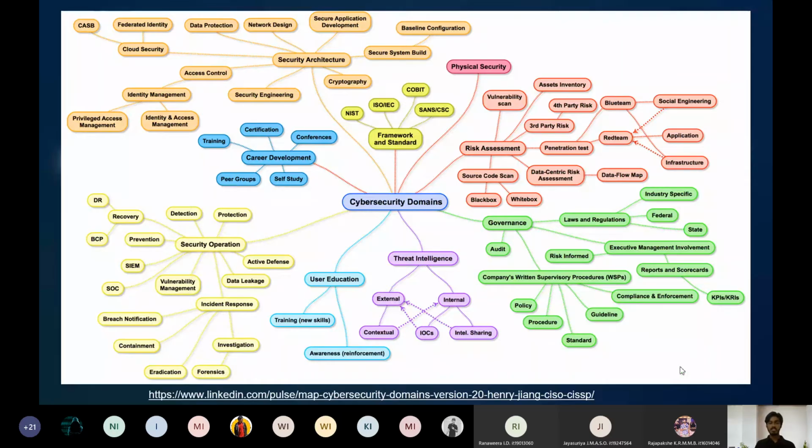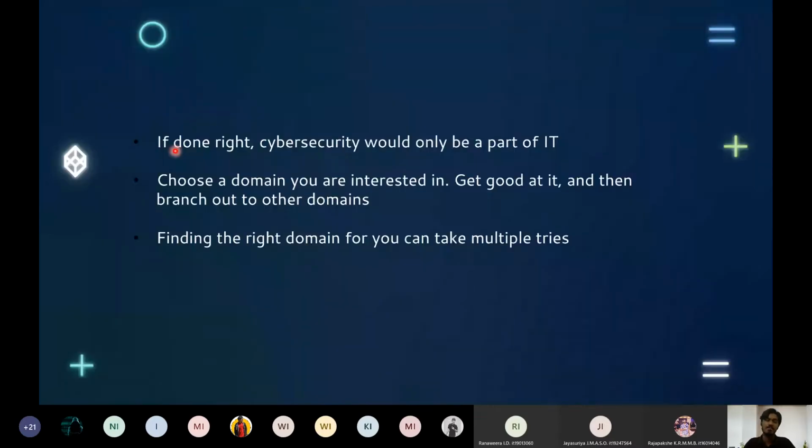So where I was continuing was, cybersecurity itself has many domains like this, which I invite you to explore and learn about more. So moving to the next part here. If done right, cybersecurity would only be a part of IT. You don't need a separate cybersecurity specialization, because whatever you're going to learn in cybersecurity is part of the IT sector. So this is also another advantage for anyone who is in cybersecurity or wants to learn cybersecurity.